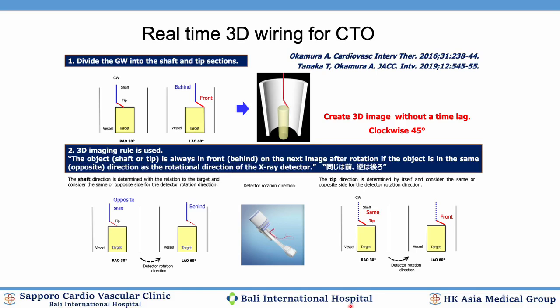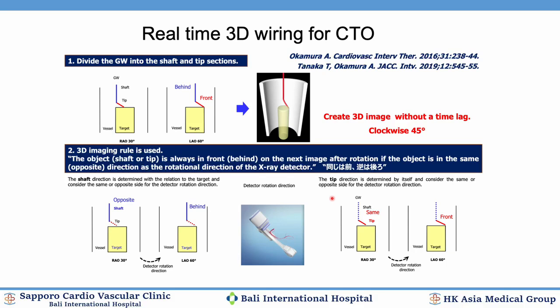The method was originally advocated by Dr. Okamura. The shaft-to-lumen relationship rule: when the view is rotated to the opposite side, this is the true lumen, and this is the shaft. Then rotate here, RL to LL. It means rotating to the opposite side, and then the shaft is here, behind. And when the view is rotated to the same side, the shaft appears in front of the true lumen.